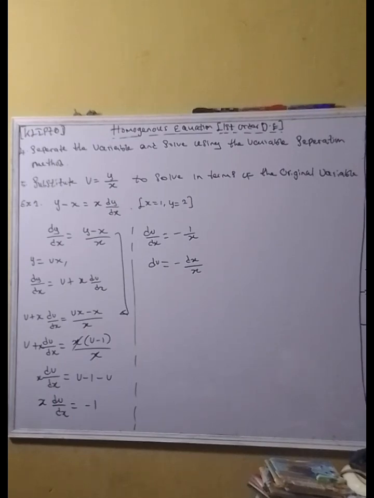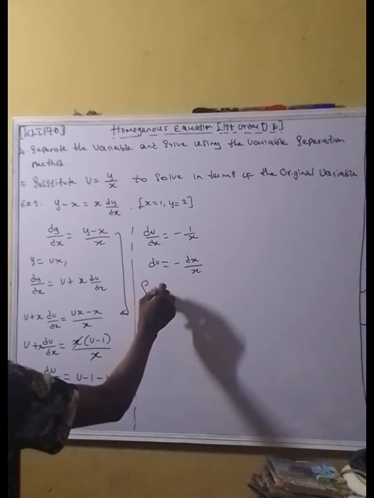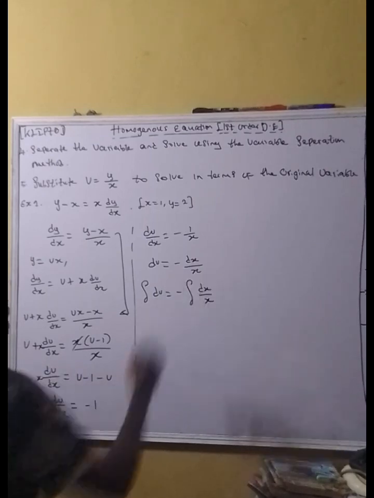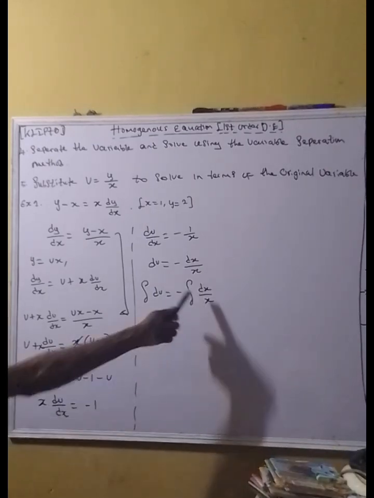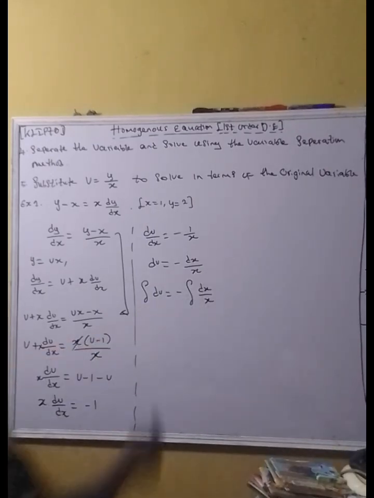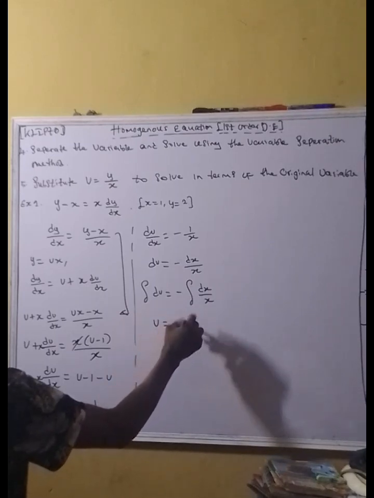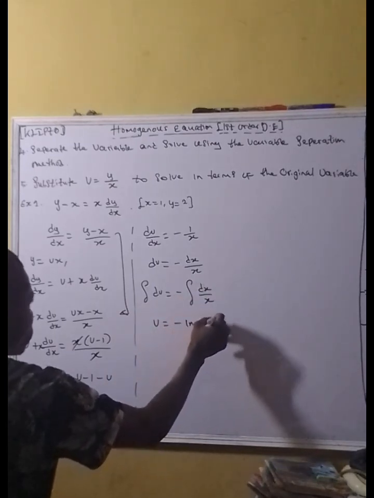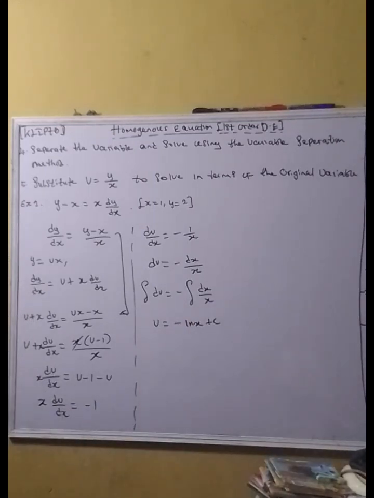So then, moving on, what do we have to do next? We integrate. So integrating dv equals negative integrating dx over x, putting the negative value outside. So you have v being equal to negative ln x plus c. Are you with me?